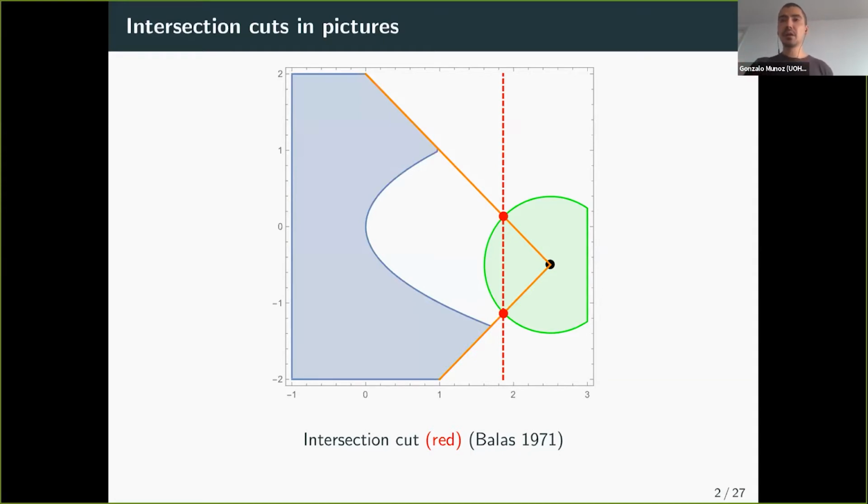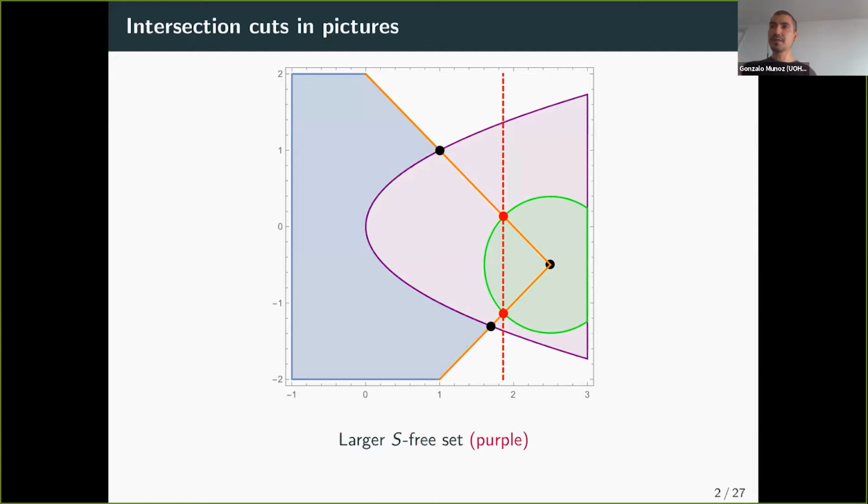Now, a few things to keep in mind besides this very nice geometric construction is the following. If you have a larger S-free set, that's better in general. So in this case, you can see that you can have this purple S-free set, which is larger than the green one. And if you look at the intersection points of this purple set, you get a better cut. In this case, it's a very deep cut. You don't know how deep it's going to be in general, but it's going to be better if the set is bigger. That's the idea to keep in mind.